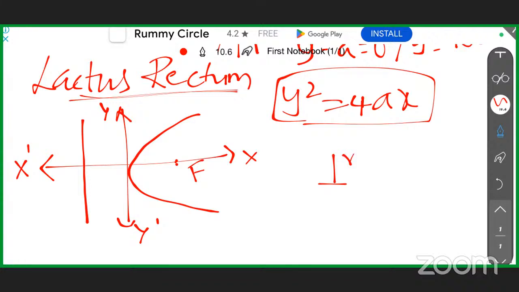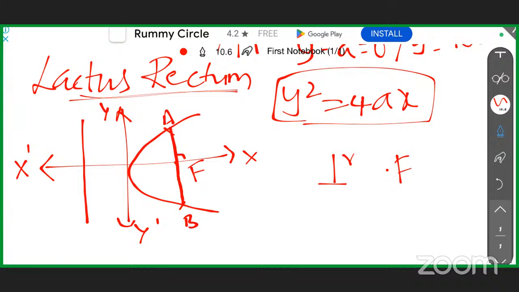Which is the axis of parabola here? X-axis. Now a line is passing through my focus, is perpendicular to the axis of parabola, and touching the surface of parabola at both the ends, on either side of the parabola. That line is called latus rectum. If I name it, I will name it as A and B. Now AB is my latus rectum.